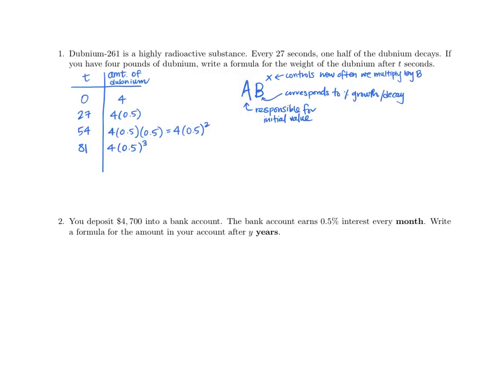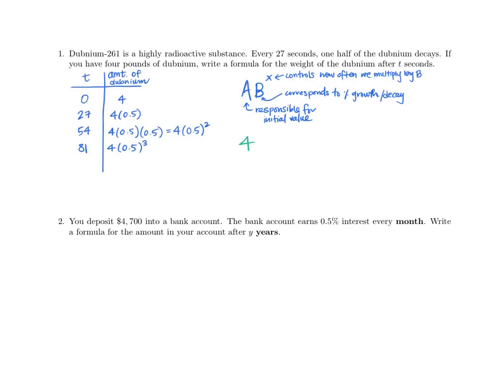Let's apply this to our problem. For us, our initial value that we care about, that a, should equal 4. That's the amount that we have starting off at the very beginning of all of this, before the dubnium starts decaying. We know that at t equals 0, we have 4 pounds of dubnium. So I would like my a to be 4.